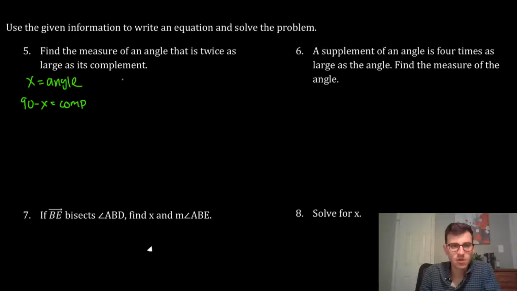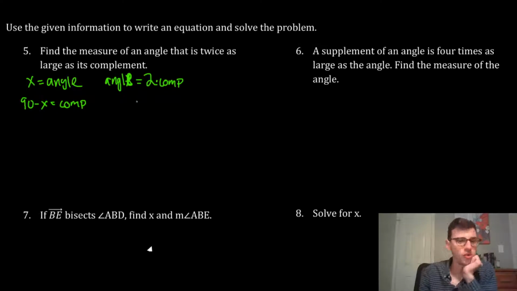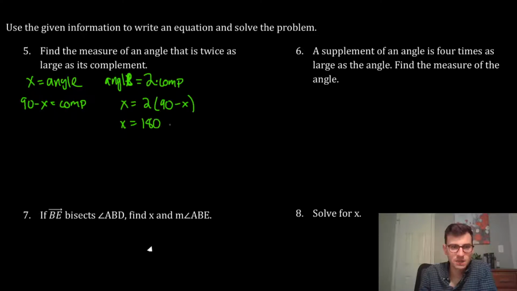So, the measure of the angle is equal to twice the complement. Twice as large as the complement. So, x, I really would just write angle, right? The angle is equal to twice the complement. So x is equal to 2 times 90 minus x. Let's solve. x equals 180 minus 2x.